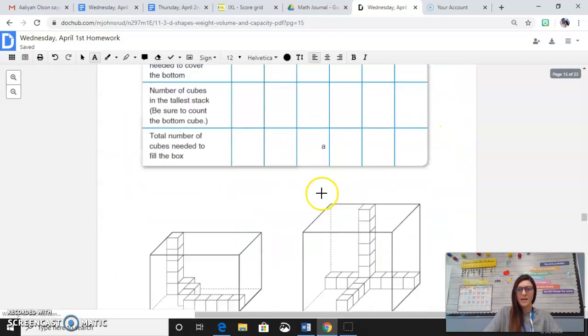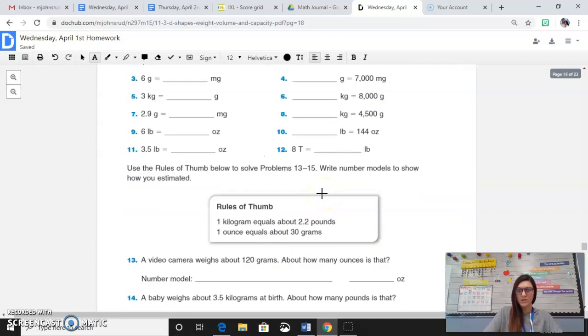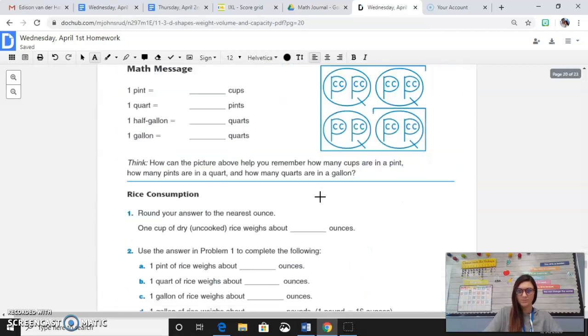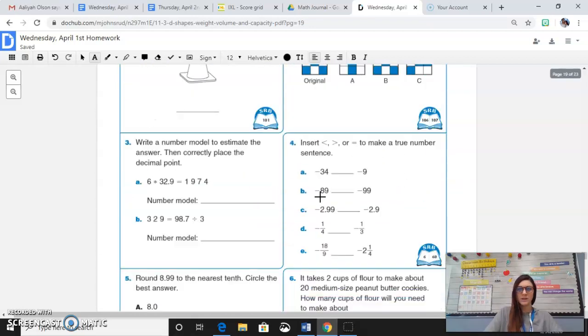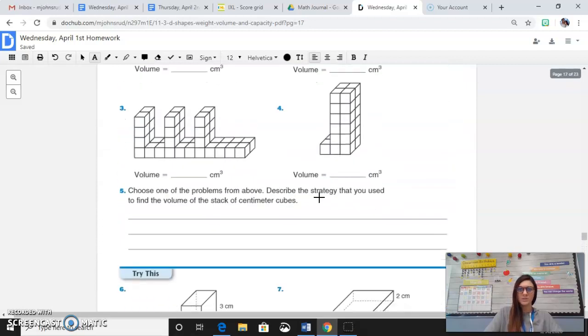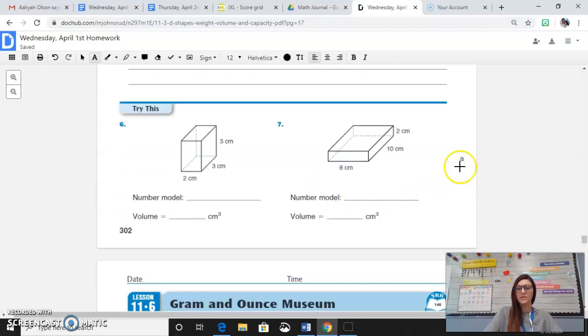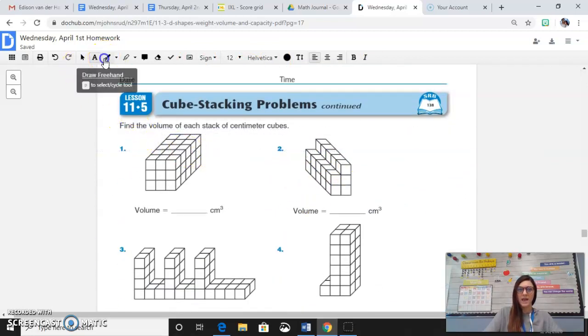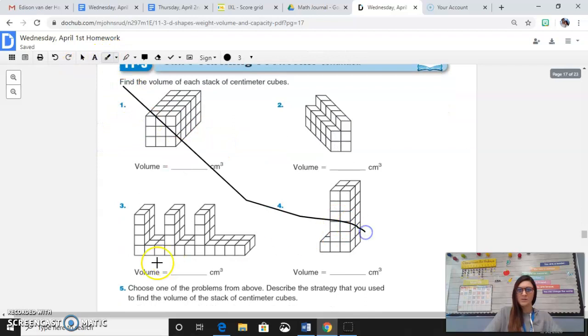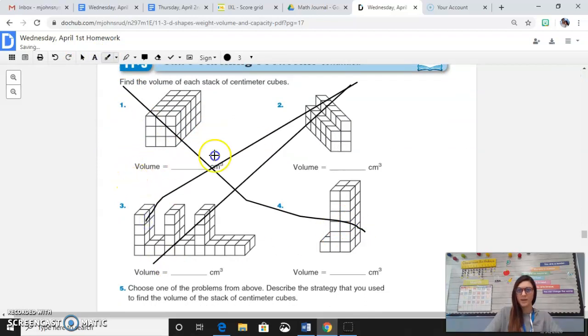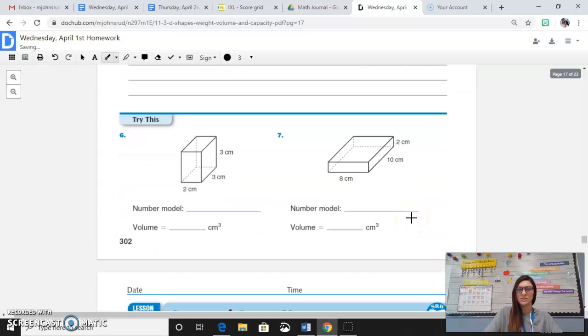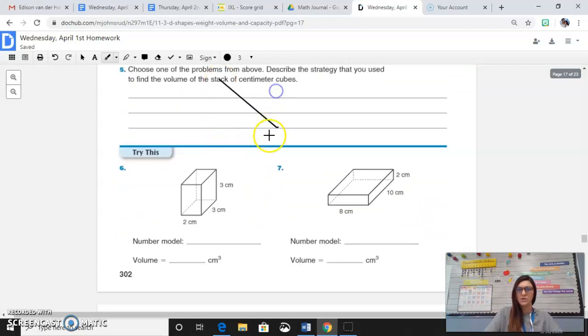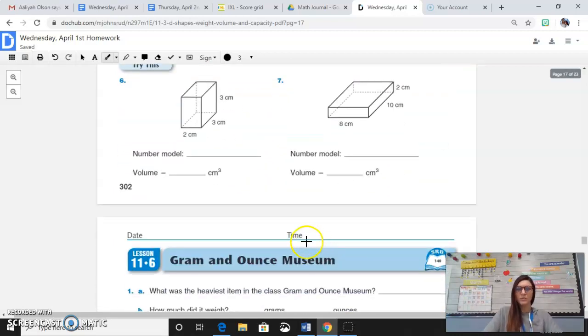Okay? Then I'm going to have you skip to page 302. Let's see here. I might have gone too far. Yep, 302. All I want you to do on page 302 is the last 2. You do not do any of this up here. Cross it out. Okay? I want you to do just the bottom 2. And remember, all you're doing is timesing the sides. So on page 302, you're only doing 6 and 7.